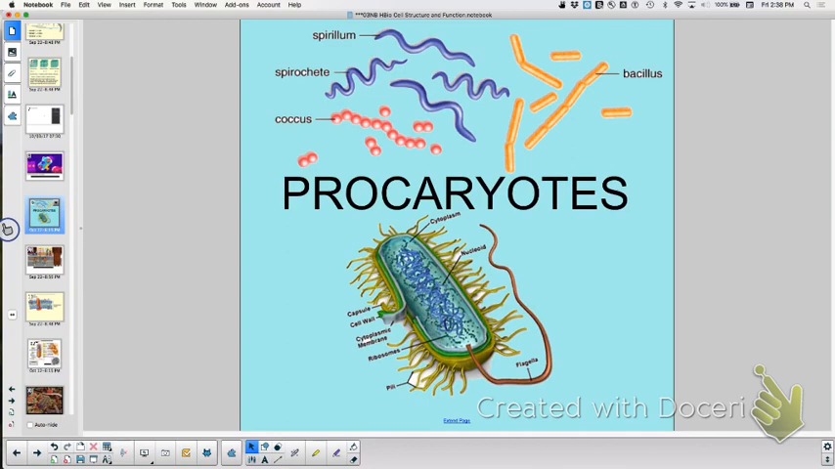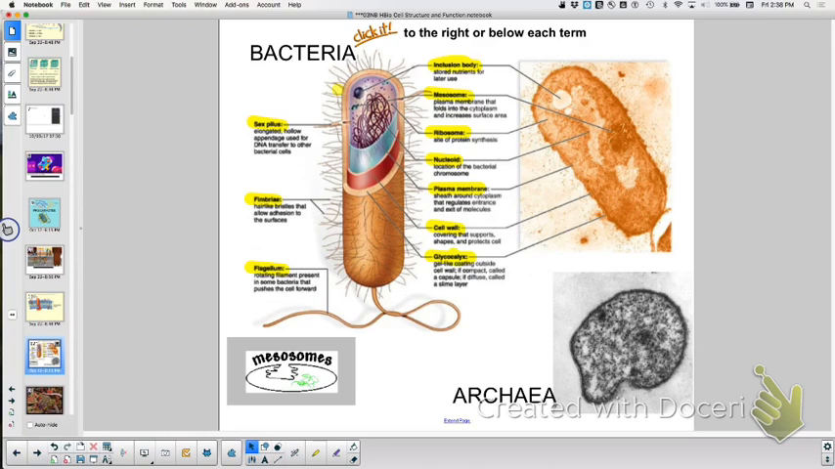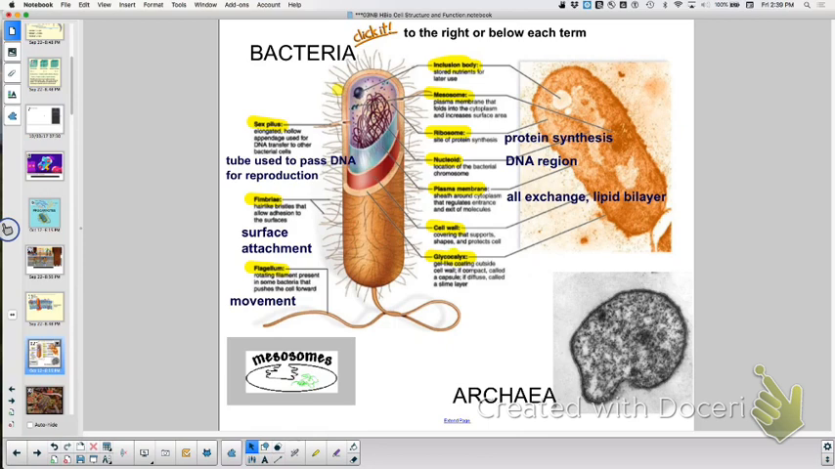All right, and here is another picture where we went over all the little different topics. You can see the sex pilus up at the top. Fimbriae, tell me again what those are for? To latch on to things. Flagellum is for movement. Ribosomes, tell me again. Protein synthesis. Nucleoid, what's in the nucleoid region? DNA. And the plasma membrane is where all exchange comes across. Cell wall, I didn't have you memorize this, but peptidoglycan, you will. And then the glycocalyx are the polysaccharides.